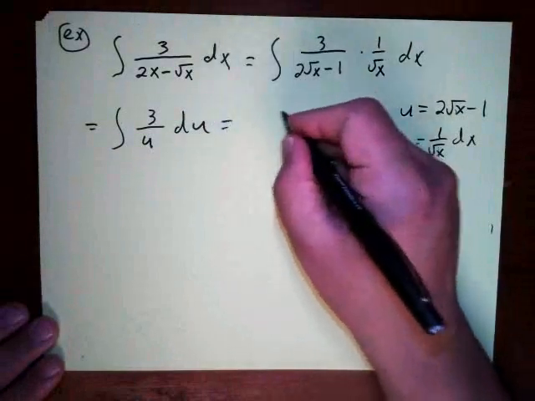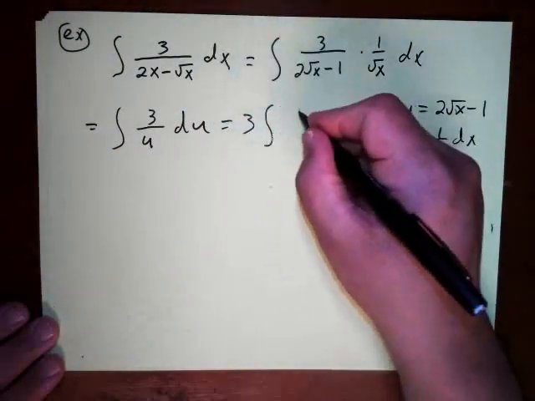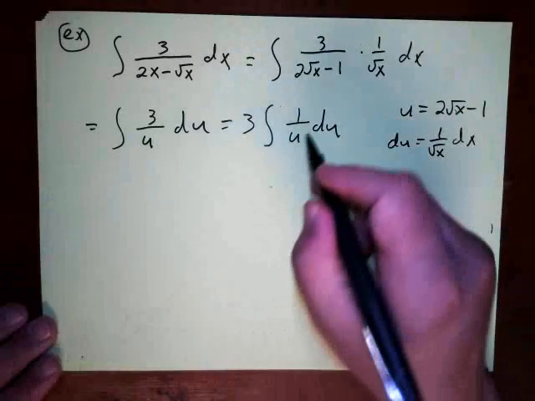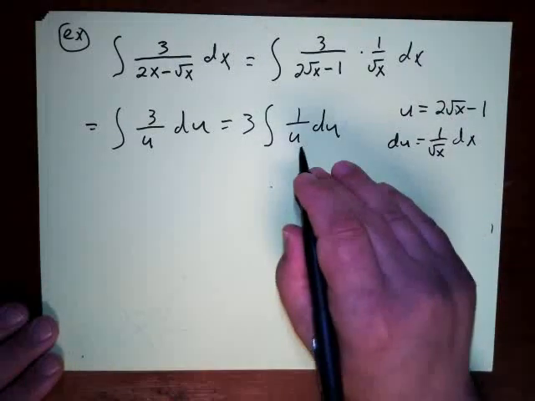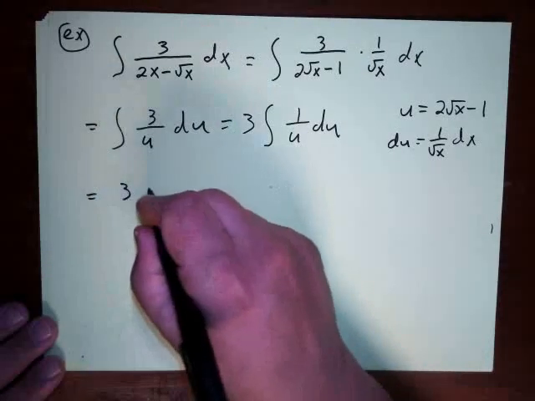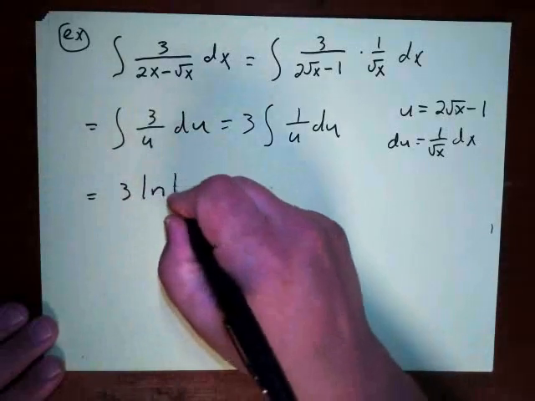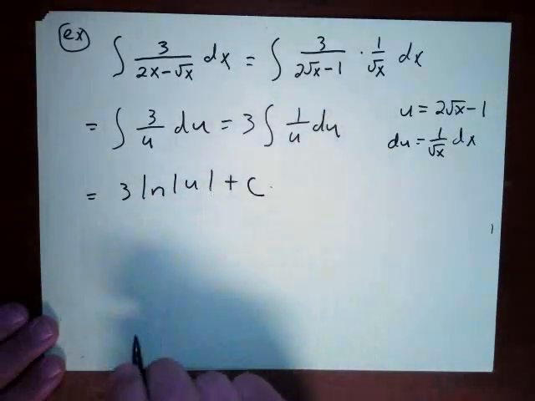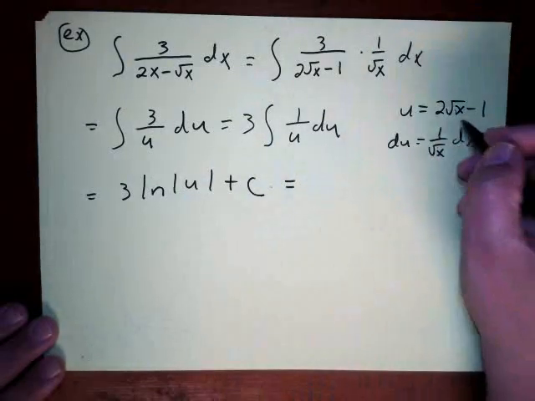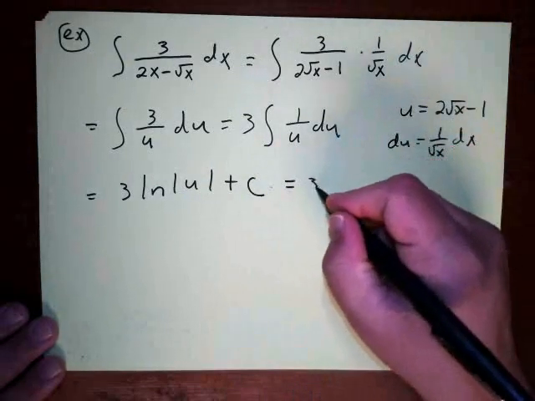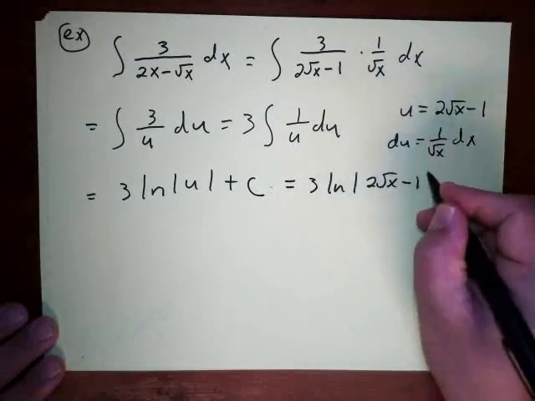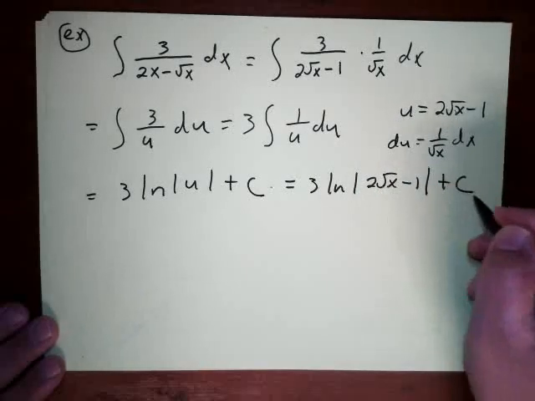And then if I pull out the 3, I get something I recognize. 1 over u with respect to u is the natural log of the absolute value of u. So I get 3 natural log of the absolute value of u plus c. And then I can plug this back in, so 3 times the natural log of the absolute value of 2 square root of x minus 1 plus c.